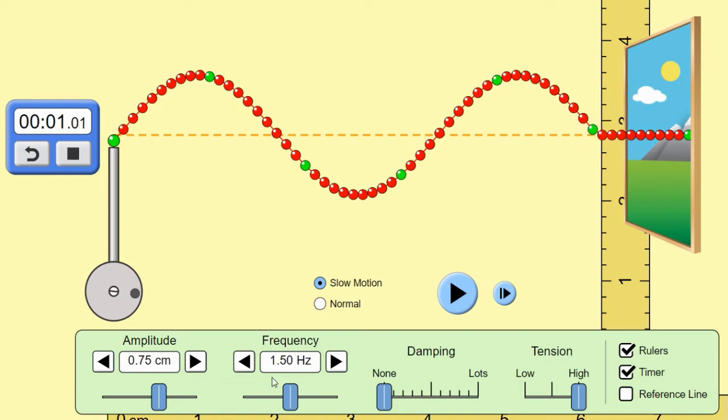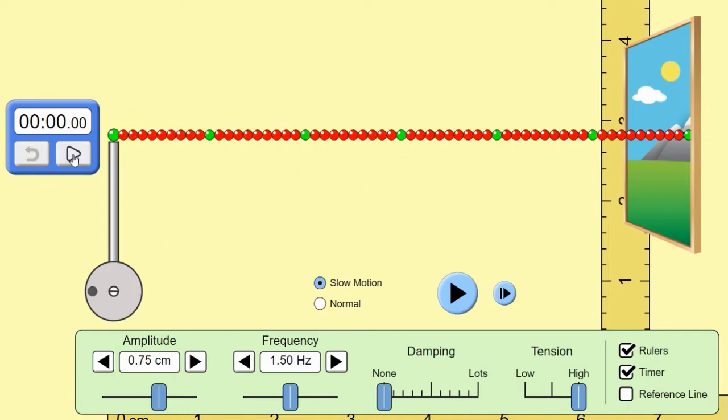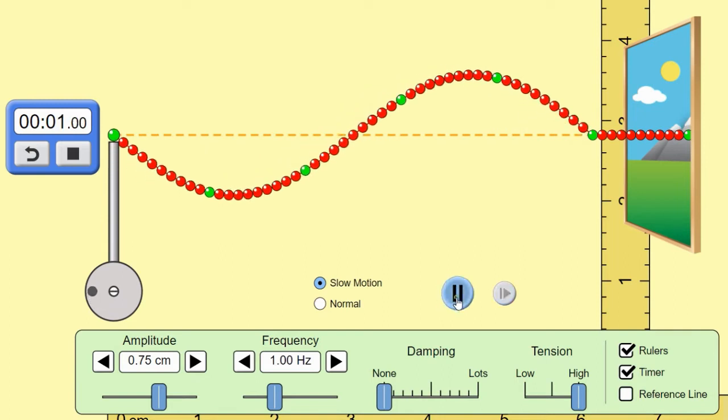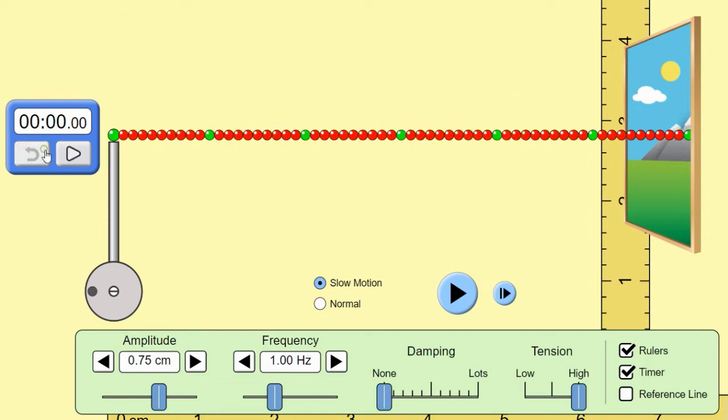Now I'll reset my timer, and I'm going to change the frequency. Let's drop it down to 1 hertz. So we had it on 1.5. So we'll see if having a lower frequency changes how far the wave travels. And a little bit more, stop it there. So you can see that the wave's traveled the same distance, even though it's got a different frequency.